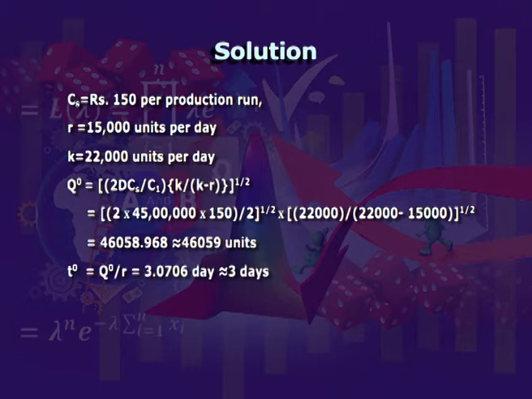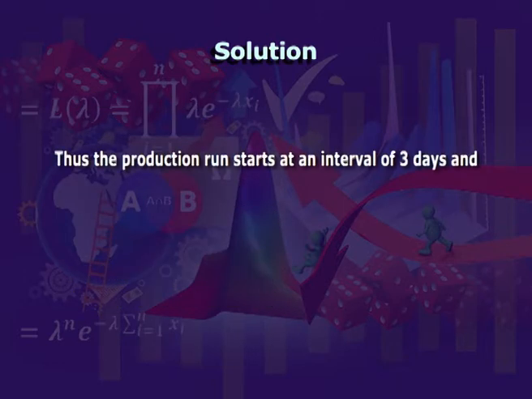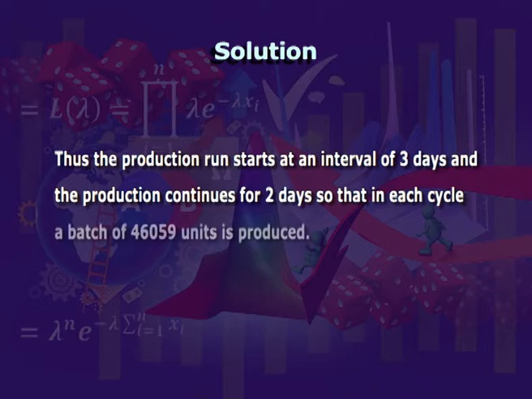T0 equals Q0 upon R. Substituting the values of Q0 and R, we get the answer 3.0706 days. That means approximately 3 days. T01, which is the length of production run, is given by the formula Q0 upon K. Substituting the values of Q0 and K, we get the value 2.0936. That means approximately 2 days. Thus, production run starts at an interval of 3 days and the production continues for 2 days, so that in each cycle a batch of 46059 units is produced.